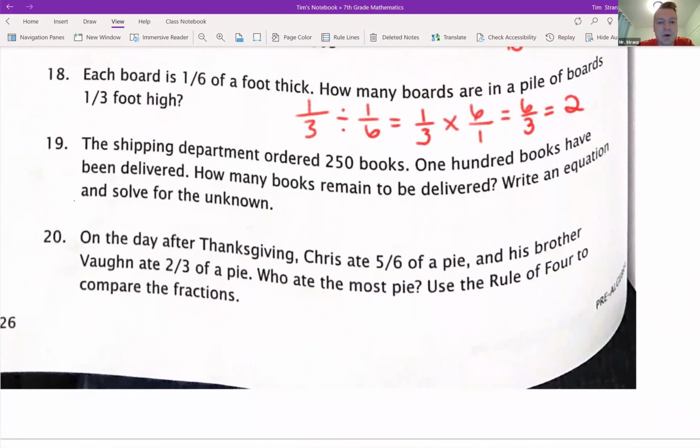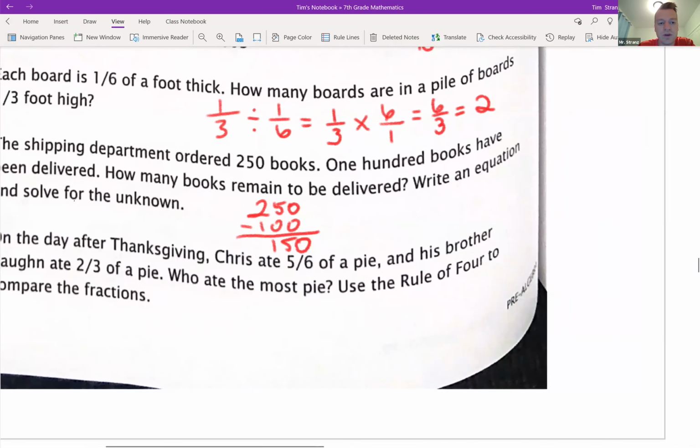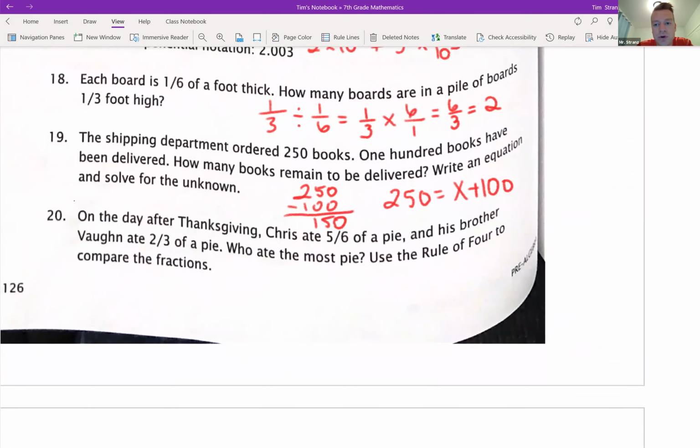Okay, 19, the shipping department ordered 250 books. 100 books have been delivered. How many books remain? So that's easy. 250 minus 100 means 150 remain. Write an equation and solve for the unknown. Okay, so we know the answer is 150, but now we have to write the equation, okay? So we have 250 books, okay? We know 100 has been delivered. So our total amount minus 100, our total amount plus 100 is going to equal our 250. So we know X then has to be 150.